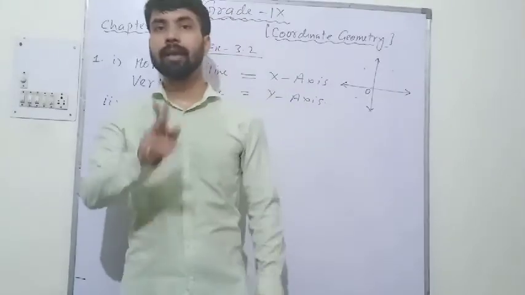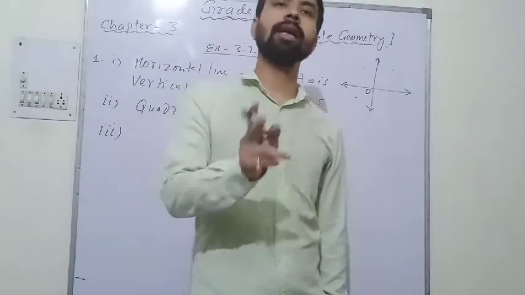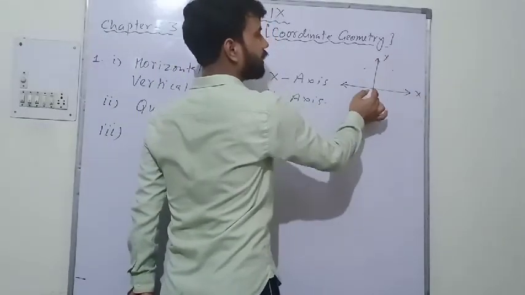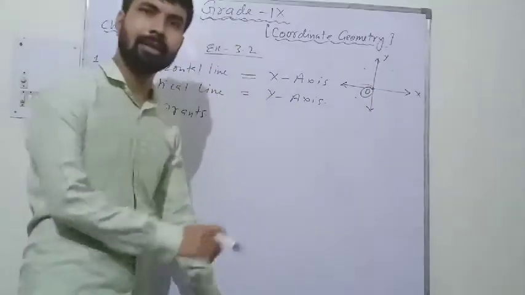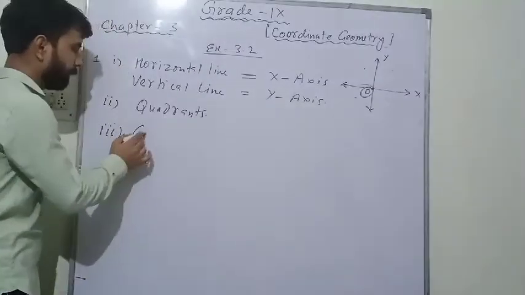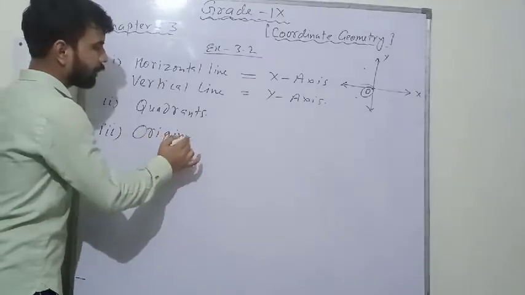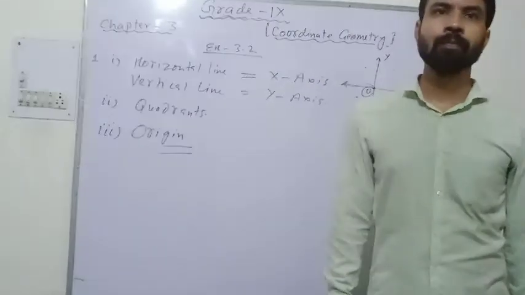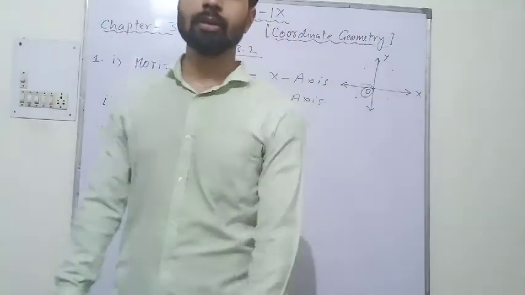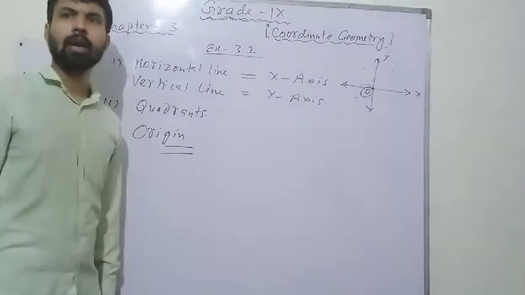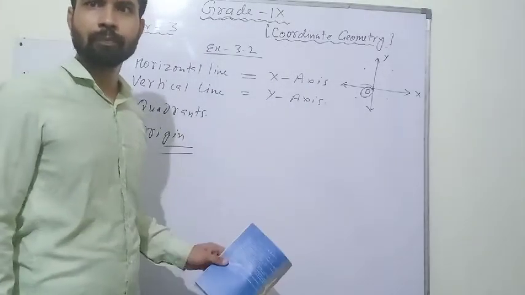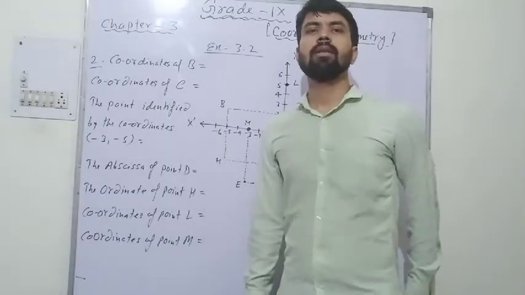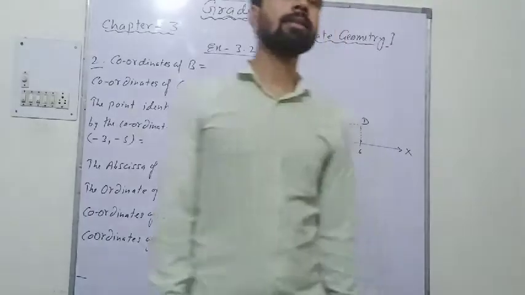Third point. Question is saying write the name of the point where these 2 lines intersect. Where these two lines, meaning x-axis and y-axis, intersect. This point is known as what? Yes, you are correct. That is origin. So the name of the intersection point of these two axes is known as origin. Hope it is clear. So here first question is finished. So students, pause your video and note these sums. Please pause the video and note the sums. Okay students, now I am going to start the second question of this exercise.